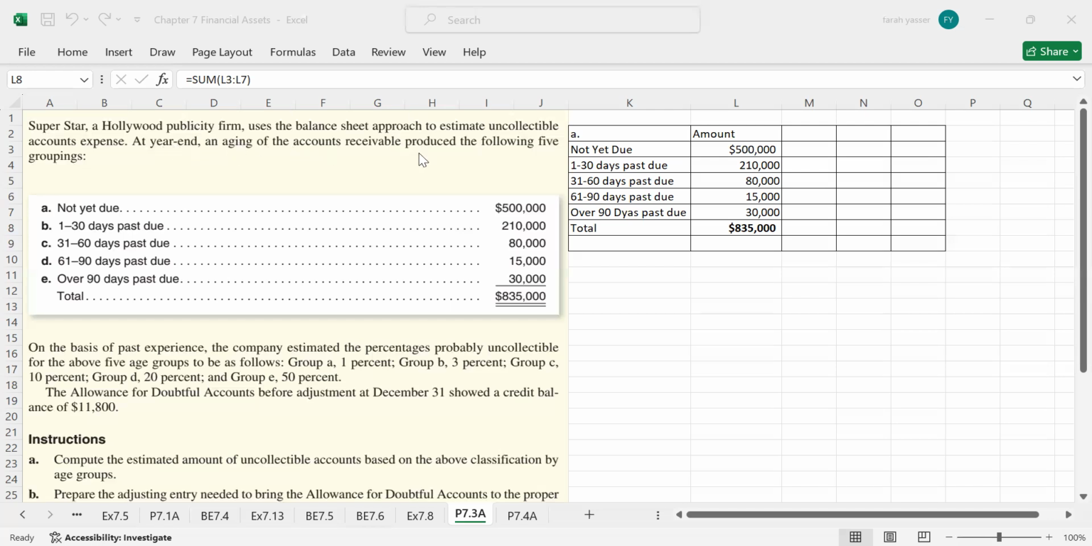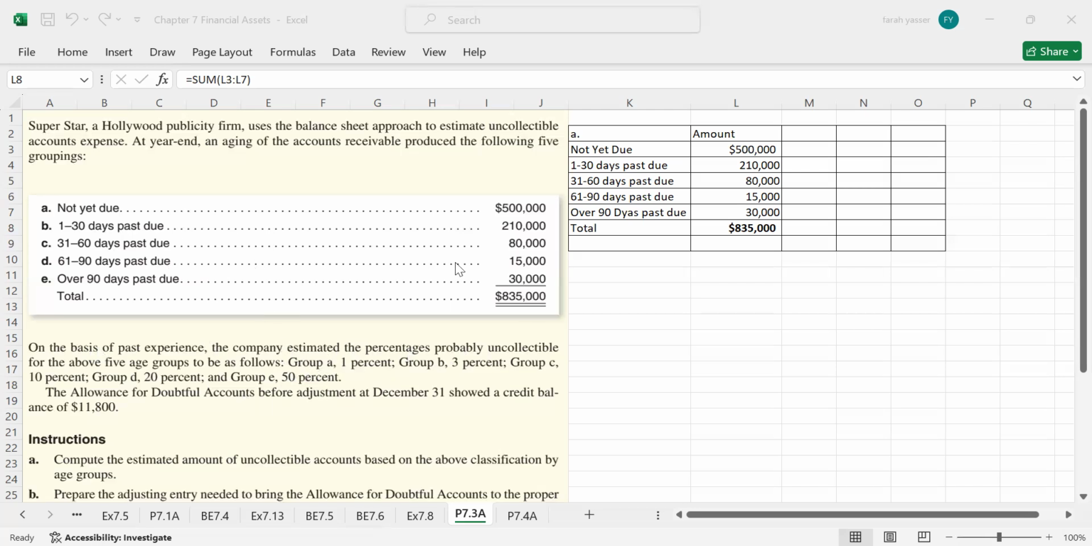At the year end, an aging of accounts receivable produced the following five groups: not yet due, 1 to 30 days past due, 31 to 60 days past due, and so on. The total amount is 8,35,000, which is divided into five different groups based on the length of time. I have copied this chart into the Excel sheet for further calculation. Based on past experience, the company estimated the percentages probably uncollectible for the above five age groups. These are the outstanding balances of accounts receivable, and based on past experience the company has provided five different percentages, which apply to these groups.